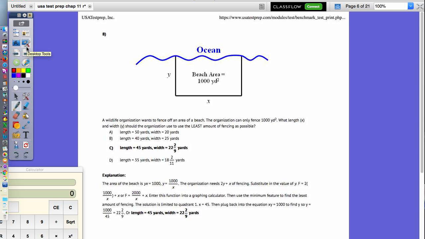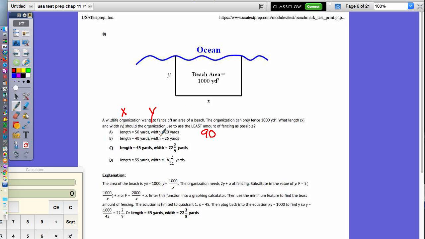For number 9 and 10, I'm going to suggest that you use guess and check, meaning you put each of these in and you try it. So a wildlife organization wants to fence off an area of a beach. Length is X, width is Y. Normally to find a perimeter, you need 2 lengths and 2 widths. But in this case, one of your lengths you don't need to fence. So if I plug these in, you're going to have 1 length and 2 widths. 1 length plus 2 widths, so 50 plus 20 plus 20 is 90.